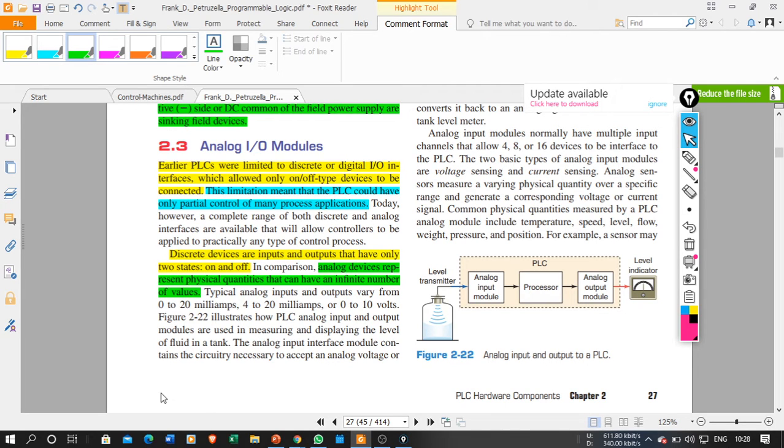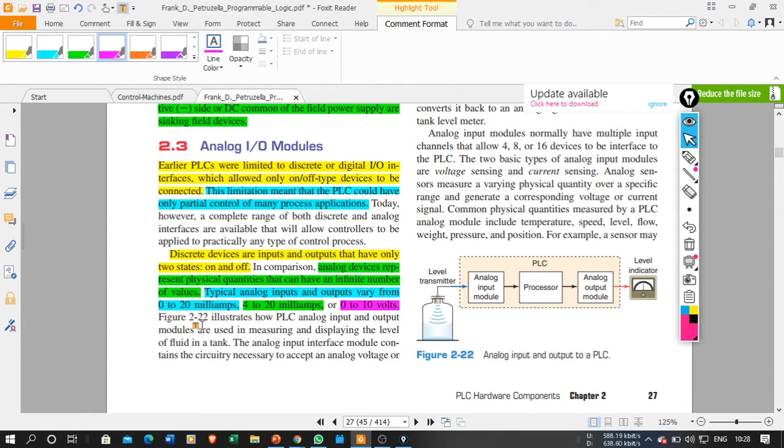Typically analog input output vary from, this is very important over here, analog output varies from 0 to 20 milliampere, or it may be 4 to 20 milliampere, or 0 to 10 volt. Okay, 0 to 20 milliampere, 4 to 20 milliampere, or 0 to 10 volt. In this way the analog signal will vary in terms of voltage.